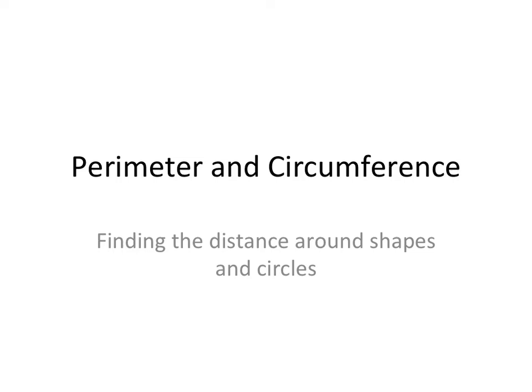A good place to start in teaching students what formulas are and what they mean is by using perimeter and circumference, because these are logical things. These are things that students can easily see and can easily understand. We can teach them about the words. We can teach them that these are two words that mean measuring the distance around different shapes.